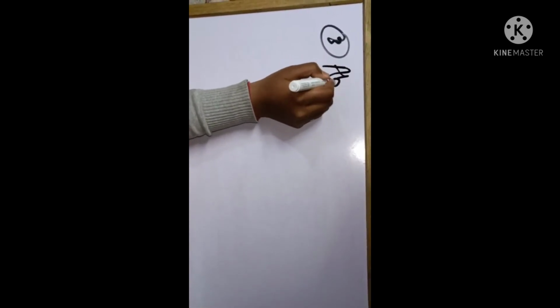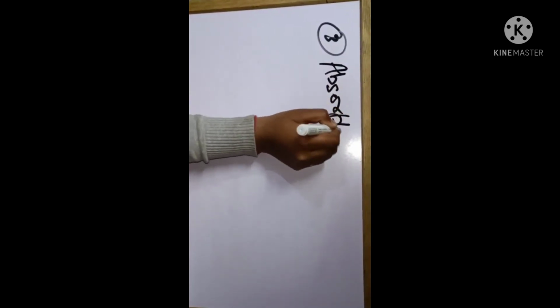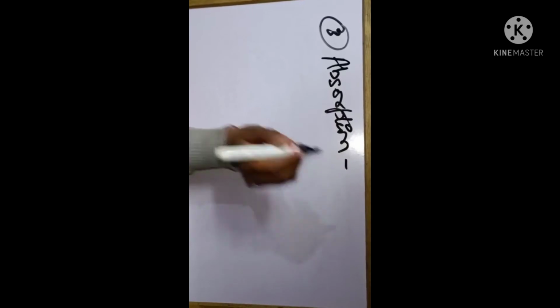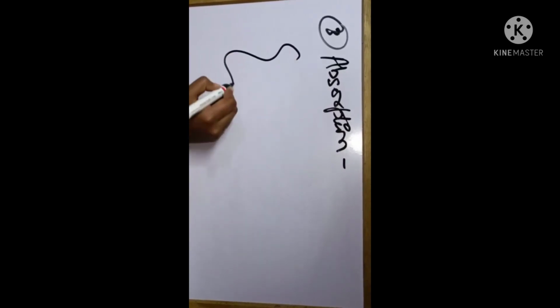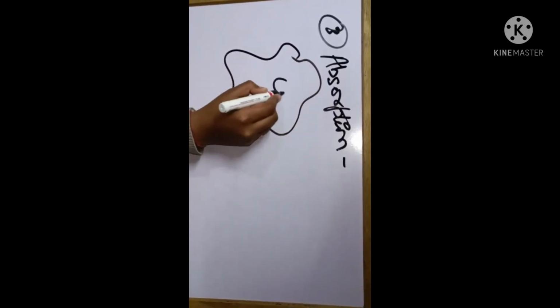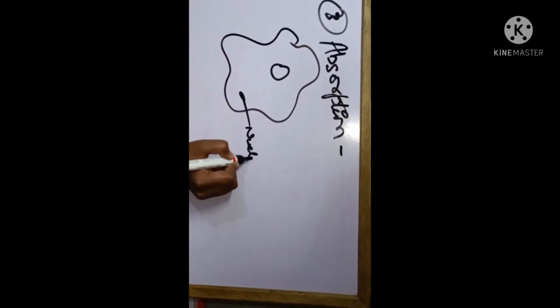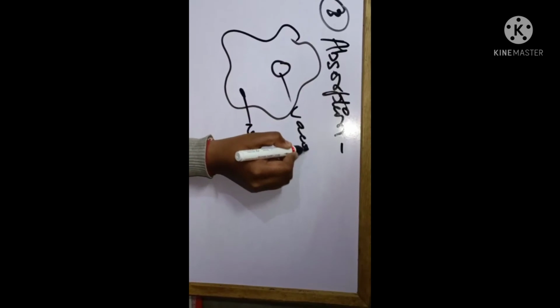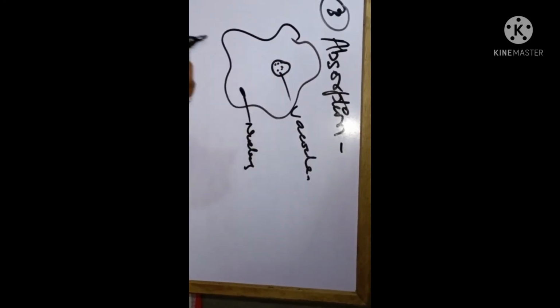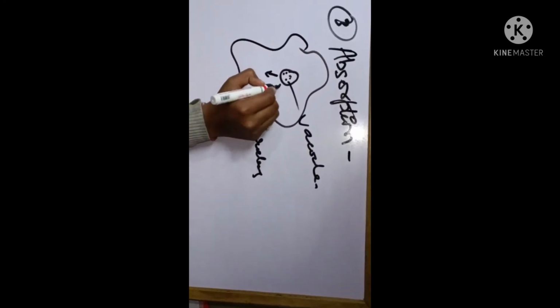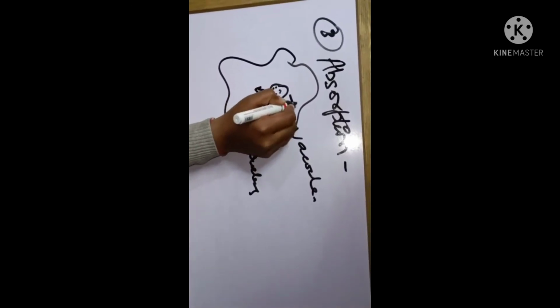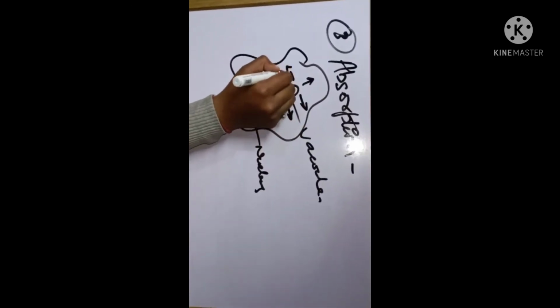The third process is absorption. Absorption is the distribution of the digested food. As we know, food is digested in the vacuole of the amoeba. This is the nucleus and this is the vacuole. So the food is digested in the vacuole. So from the vacuole, by the process of diffusion, the food comes into the surrounding of the amoeba.